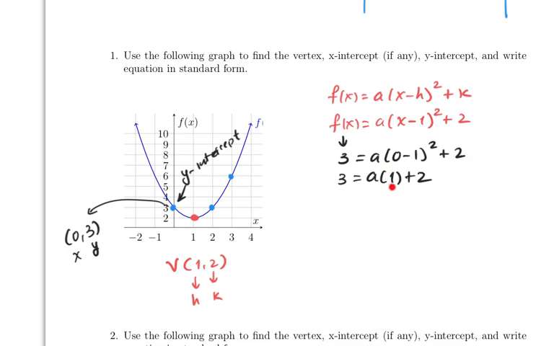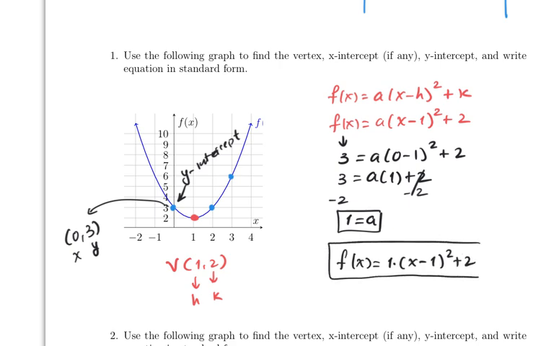So 3 equals a times 1 plus 2. How do I get 1? Well, minus 1 squared gives you 1. And how do you solve for a? Subtract 2 from both sides. So 1 equals a. That's the value for a. Remember that if a is positive, the graph has to go up, which it is. So that tells you the answer is at least not wrong. Therefore, the equation in standard form is 1 times x minus 1 squared plus 2.